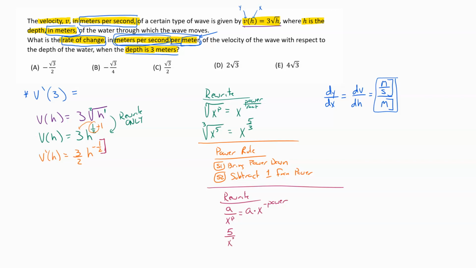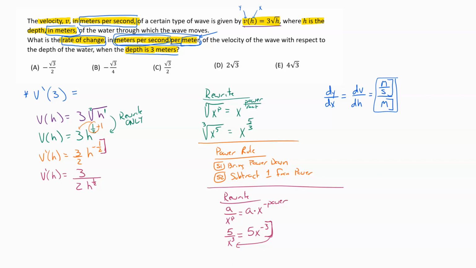So if we had something like 5 over x to the 3rd, we would have rewritten that as 5x to the -3. So we're in this situation over here where we have the negative exponent and we want to undo that negative exponent. So we want to move that back down to the bottom. So this would be 3 over 2, and then I would move that down to the bottom and make that h to the 1/2.